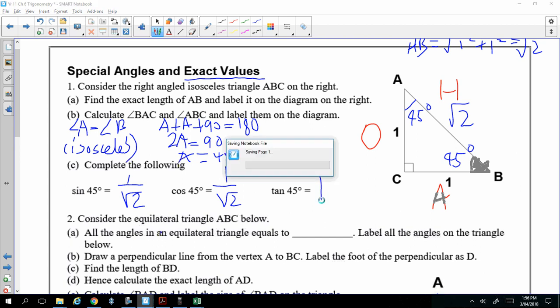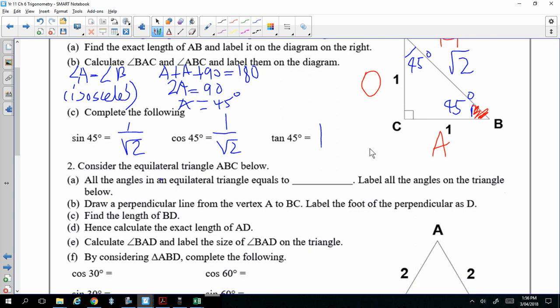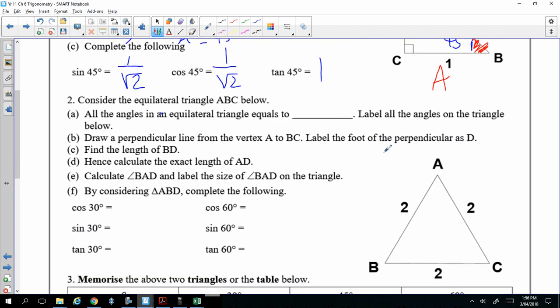So we've got 3 values so far, and we're going to find more values, for 30 and 60 degrees. So we have to consider another triangle. We're going to consider an equilateral triangle, shown below. In an equilateral triangle, all angles are equal. They add up to 180, but what does each equal? 60 degrees. They're all equal to 60 degrees. That will be useful to us. Label all the angles on the triangle below.